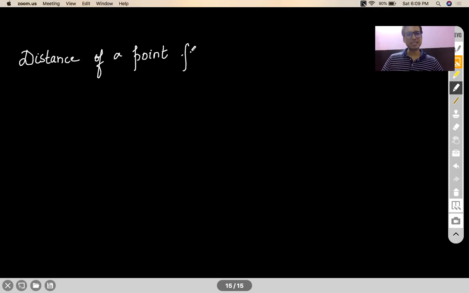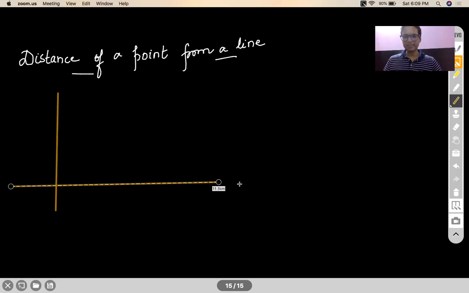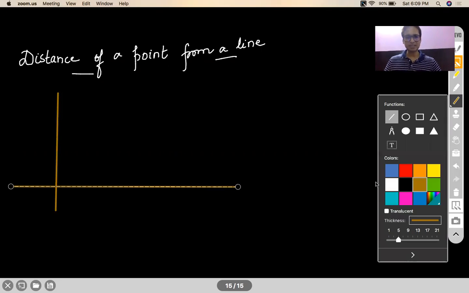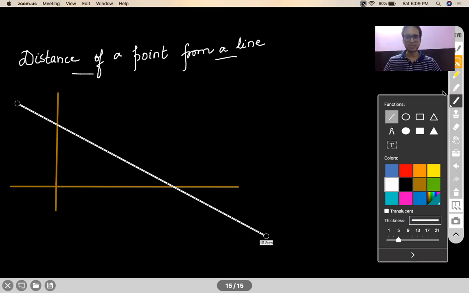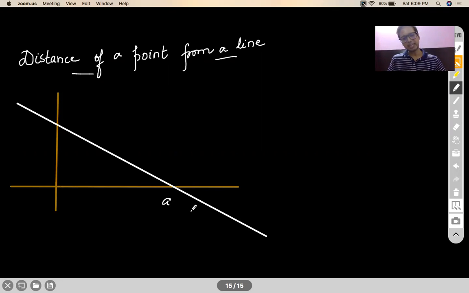...is the distance of a point from a line. Okay, the distance of a point from a line. So let us say I have been given a line whose equation is, I'll just take some random line, ax plus by plus c equal to 0. Okay, and there is a point given to me, let's say alpha comma beta. I want to find the distance of this point from this line.